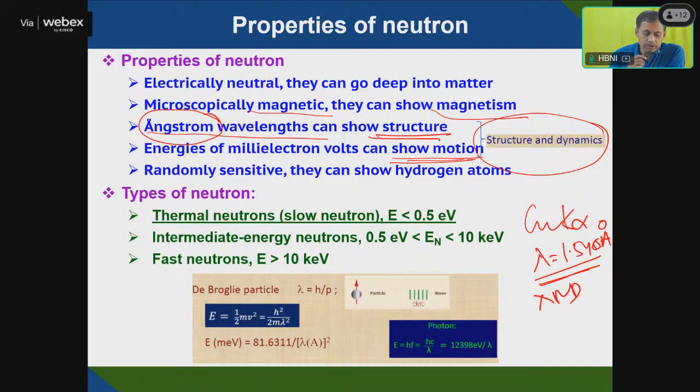Okay. So if you see the types of neutron, mainly there is the thermal neutron, that is slow neutron, the energy is less than 0.05 electron volt. Then you have an intermediate energy neutron, that energy is in between 0.5 electron volt to 10 keV. And then there is a fast neutron, energy is much higher than 10 keV. Like electron, neutron also follows the de Broglie relationship.